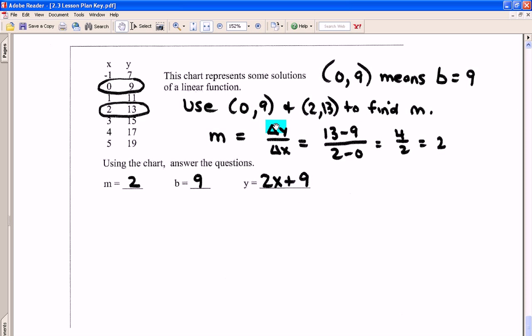And remember, this change in y over change in x is the very same. If you've learned y sub 2 minus y sub 1, that is called the change in y. X sub 2 minus x sub 1 is called the change in x.